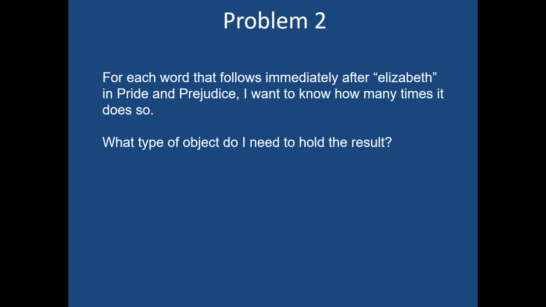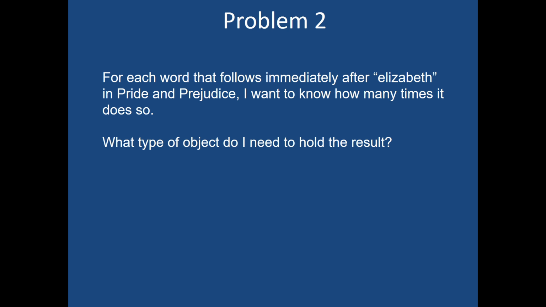Now, suppose that for each word that follows immediately after Elizabeth, I want to know how many times it does so. So I don't want to just know that the and said and it follows Elizabeth. I want to know that the follows one time and is follows 50 times and so on. That's the answer I want to get out of it. So what kind of data structure would I want to use to store that information?